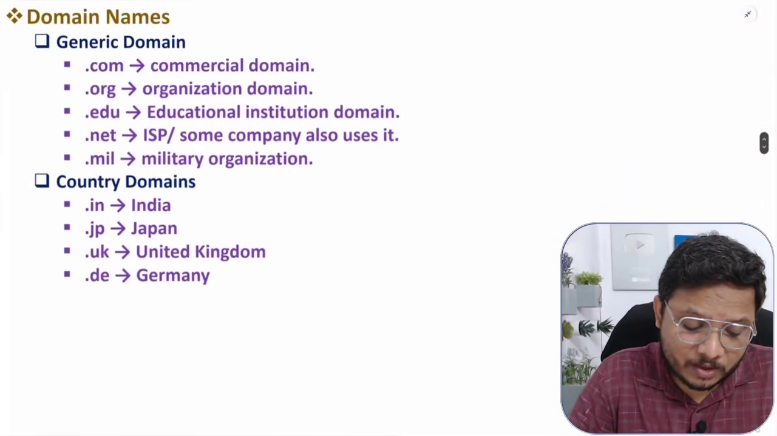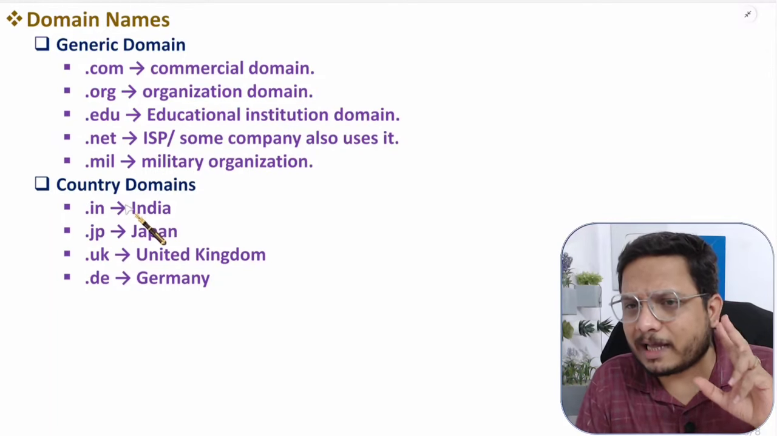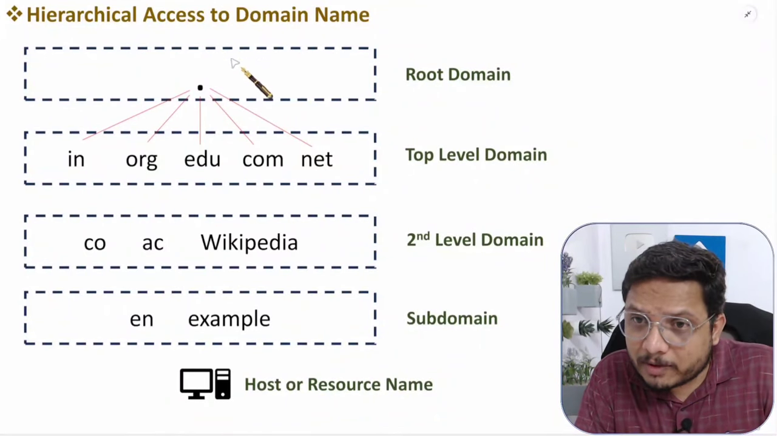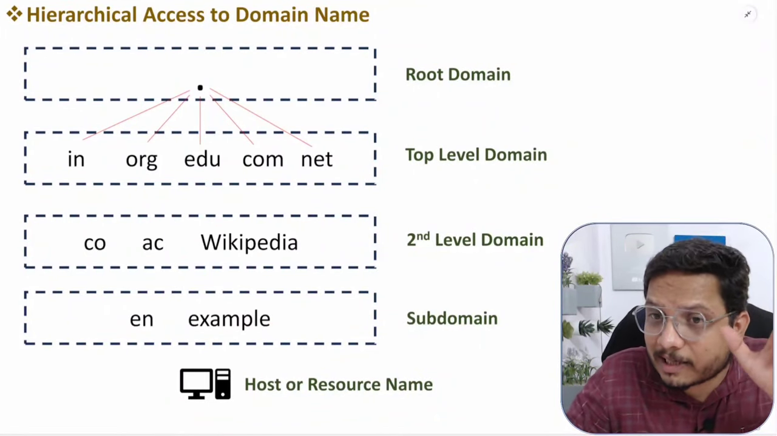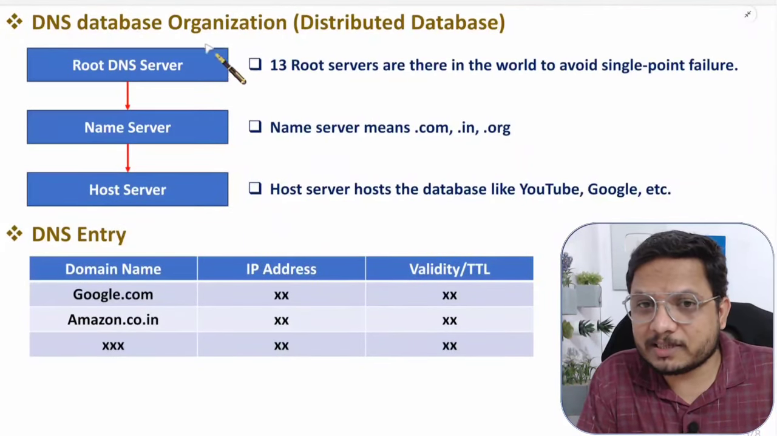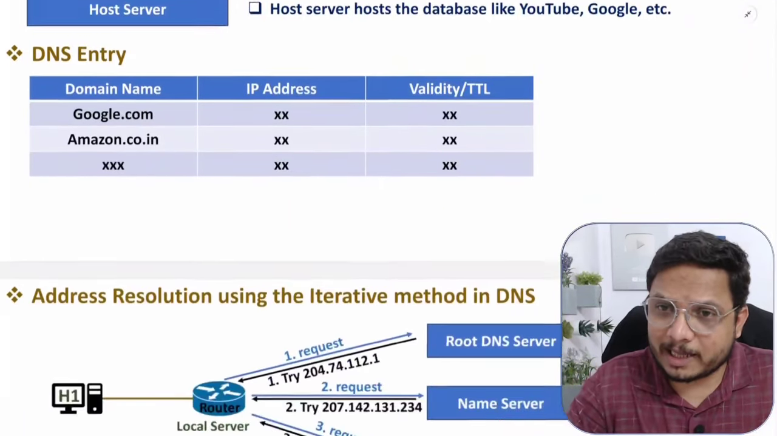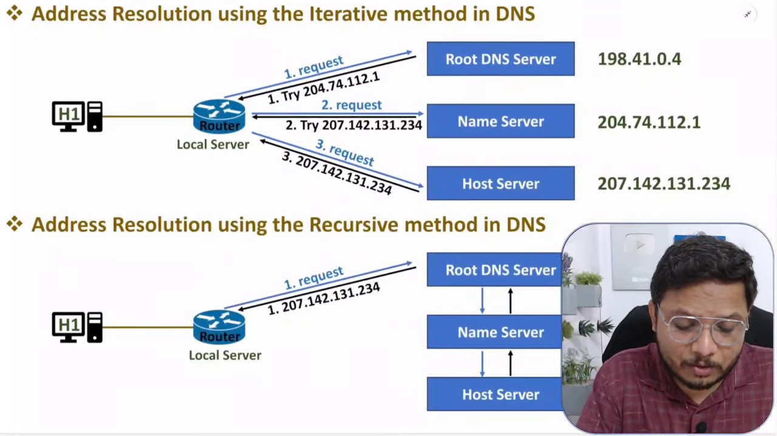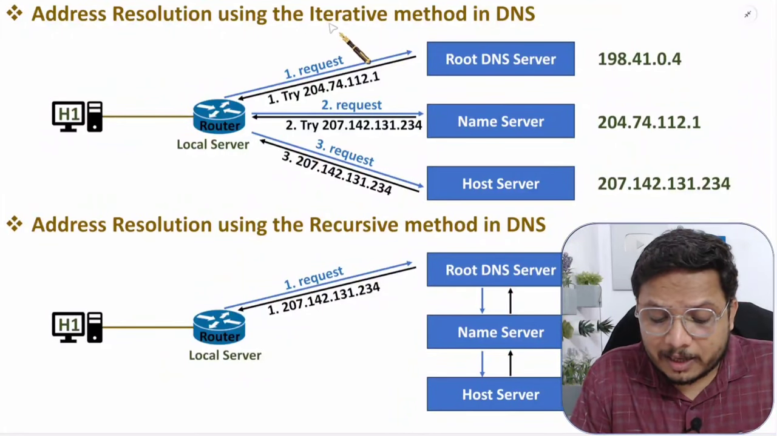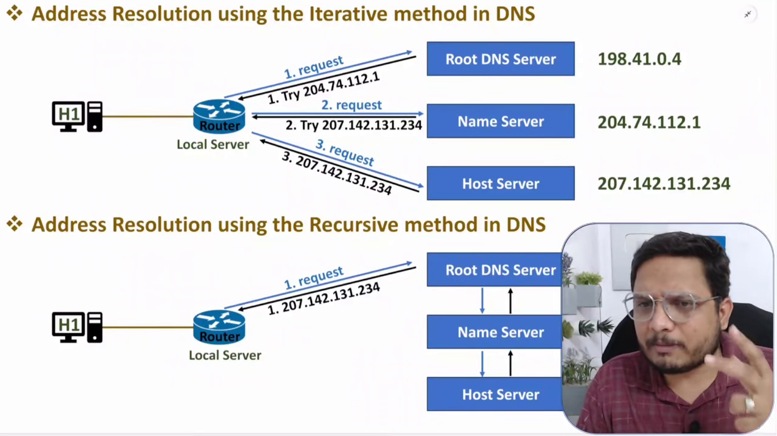After that, I'll explain how domain names are organized, like generic domains and country domains. That is, two general categories. Then I'll discuss the hierarchical approach to domain names, which I'll explain with one practical example. Then I'll show you how the DNS database is organized and how DNS entries are provided, both by one practical scenario. And at last, I'll show you two methods for address resolution: address resolution using the iterative method and using the recursive method, along with one practical scenario.